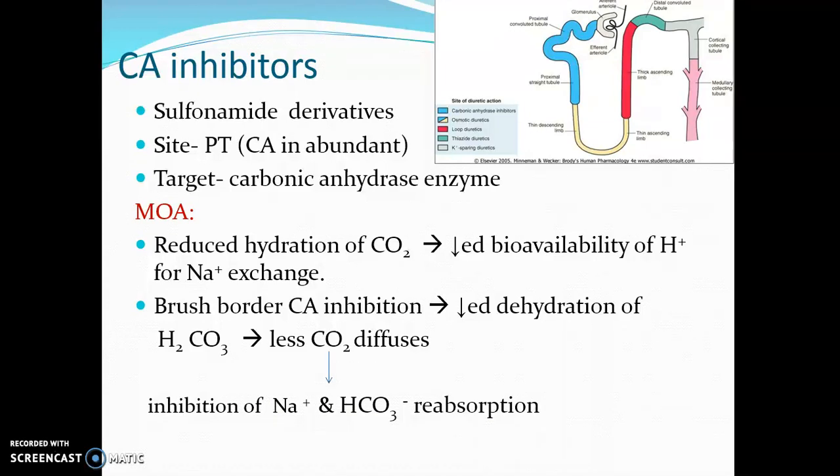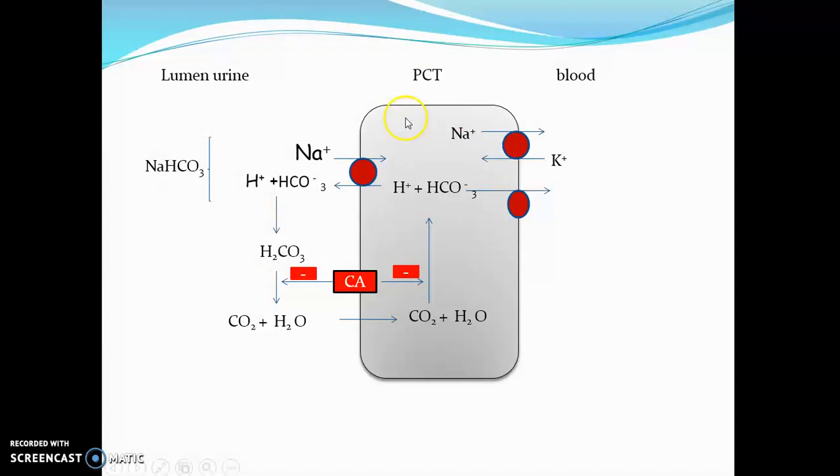So we will see with the help of a figure. Here we have a cellular compartment of the proximal convoluted tubule, and there we have the sodium and hydrogen exchanger at the luminal end, whereas the sodium and potassium ATPase is there in the basolateral membrane. In general, what happens is that sodium is reabsorbed in exchange with hydrogen ion. Now this hydrogen ion combines with HCO3- and forms H2CO3, carbonic acid. Now this H2CO3, in presence of carbonic anhydrase, forms CO2 and H2O.